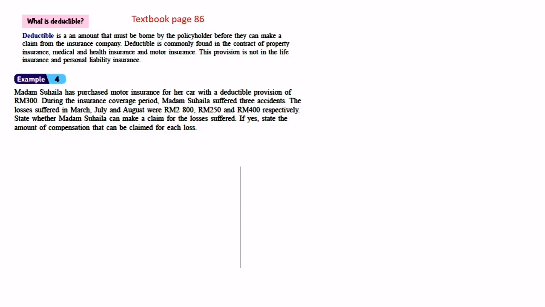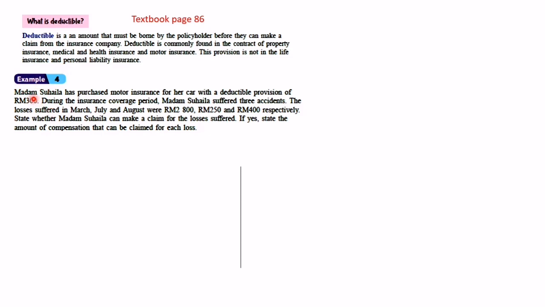We learned how to calculate the premium for life insurance and motor insurance. Now we are going to learn what is deductible. Deductible is an amount that must be borne by the policyholder before they can make a claim from the insurance company. Deductible is commonly found in the contract of property insurance, medical and health insurance, and motor insurance. This provision is not in the life insurance and personal liability insurance.